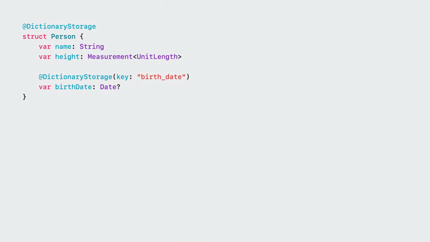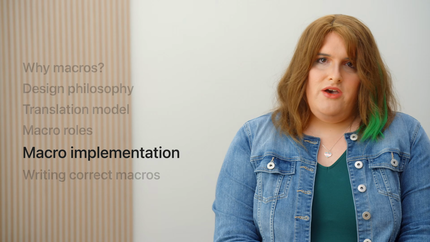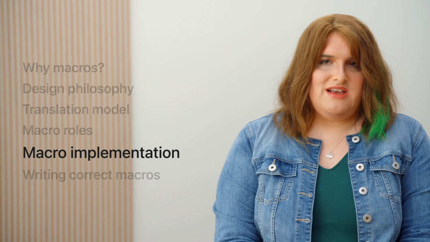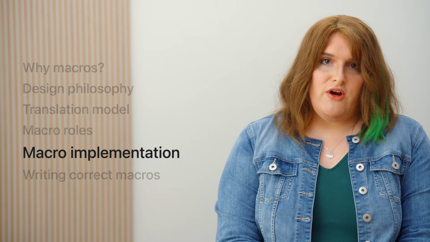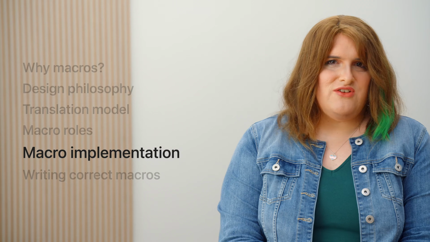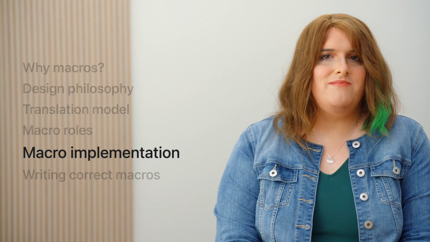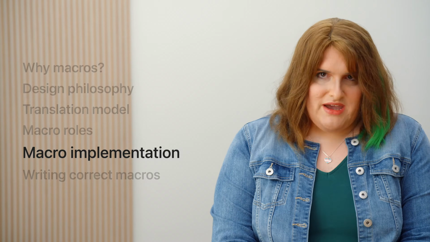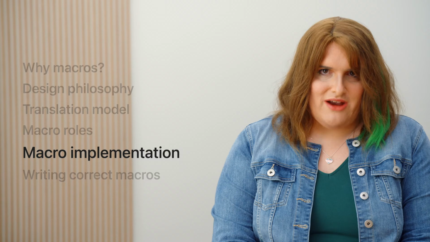Imagine if you had 10 or 20 types that could use dictionary storage. How much easier would it be to work with all of them? We spend a bunch of time now talking about declarations and roles, but so far, the code they expand into has just seemed to magically appear. Let's fill in that gap now and talk about how you implement your macro.